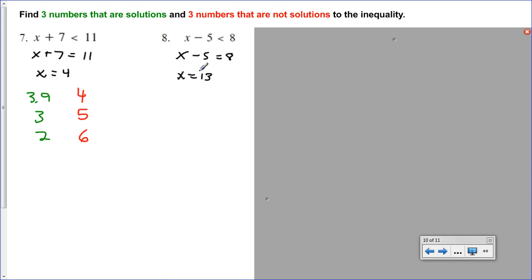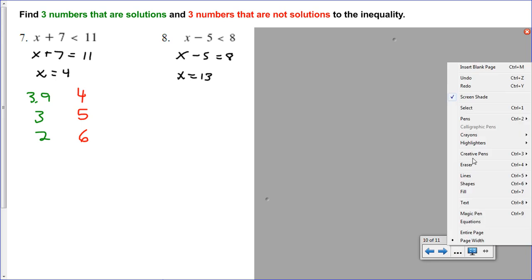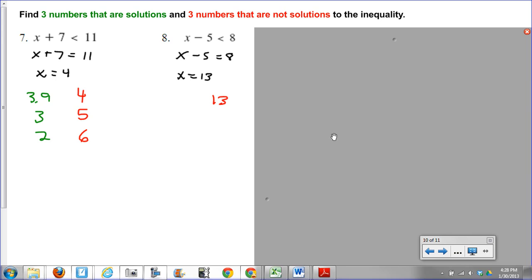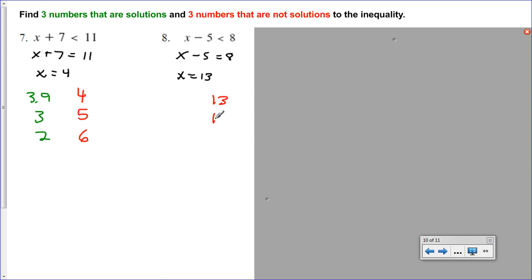Now, is 13 a solution? No, because 13 minus 5 is 8, and 8 is not less than itself, so 13 is not a solution. I'll write 13 as a red non-solution. Now, let's go one higher. 14. Is 14 minus 5 a solution? 14 minus 5 is 9. 9 isn't less than 8. 14 is not a solution, and neither will 15 be.